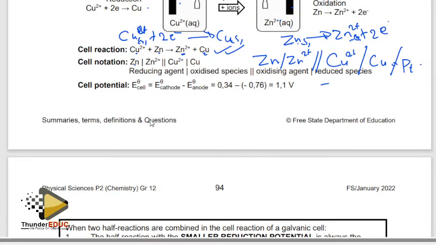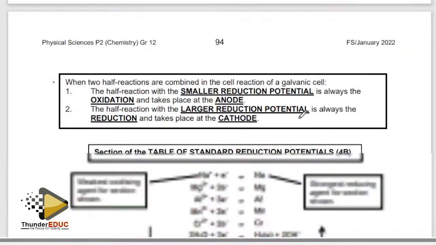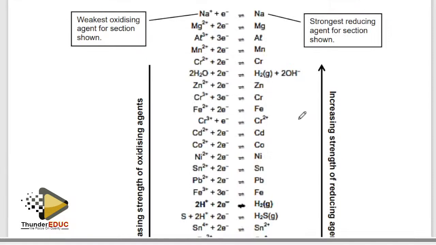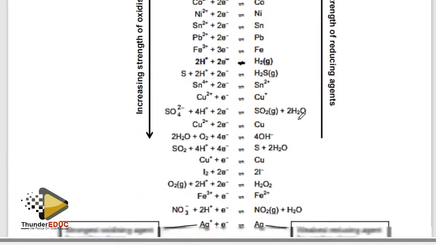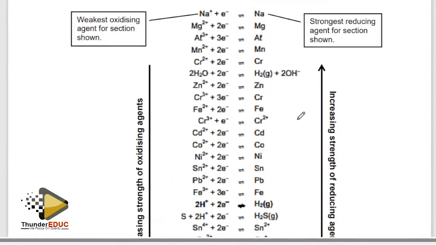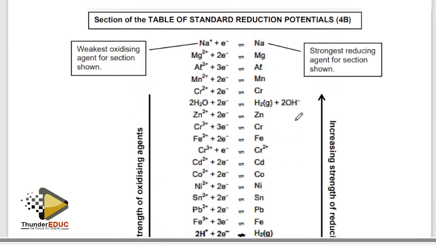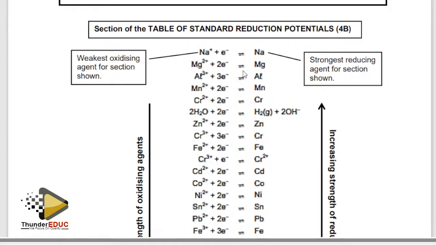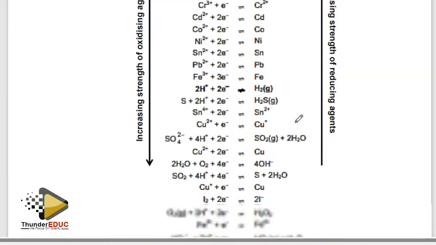Then to calculate cell potential, E cell is equal to cathode minus the anode. Then you have to look into the reactivity series. I used to tell you that this must start with the one which has lithium on top, and then it ends. The one which is on top is more reactive than the one which is on the bottom. So that's how you can identify.